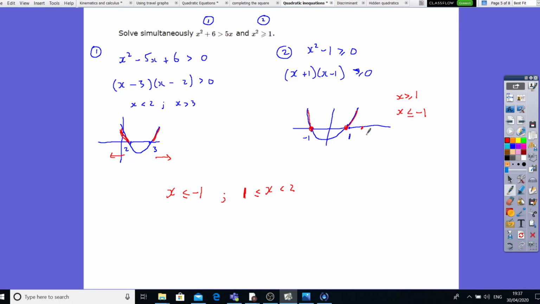Let's just plug, actually, if we put the 2 there and we put the 3 there, this region here would also satisfy. So when x is less than 2 and greater than or equal to 1, that will satisfy the inequality.